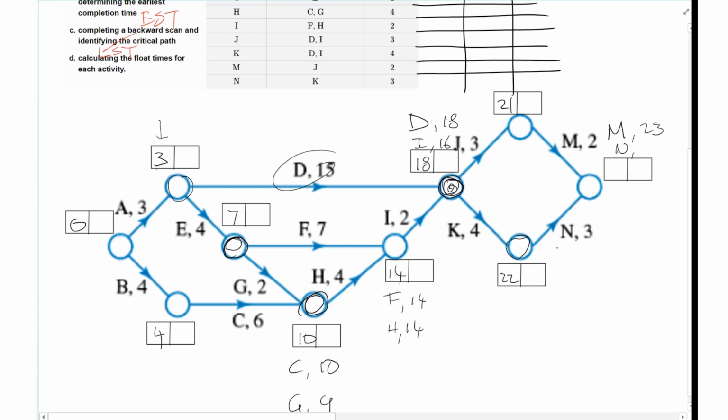Then I come from N. The finish there is when N's finished, so 22 plus 3 gives me 25. I'm going to put 25 there. So let's change pens now.